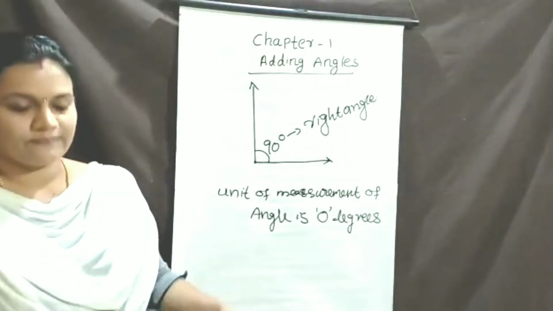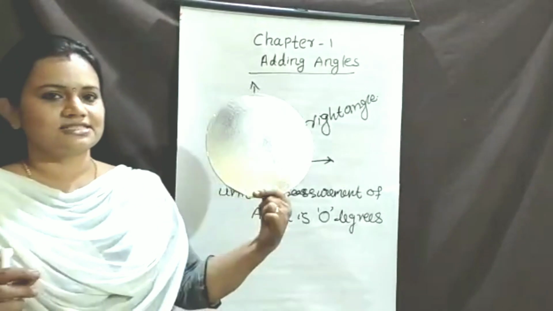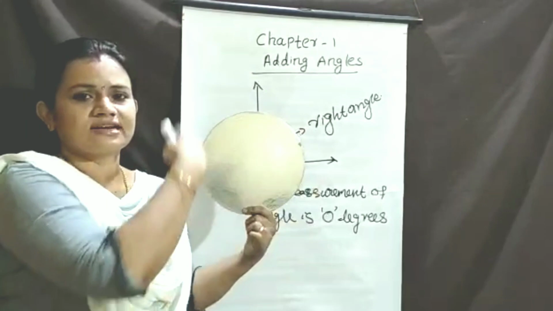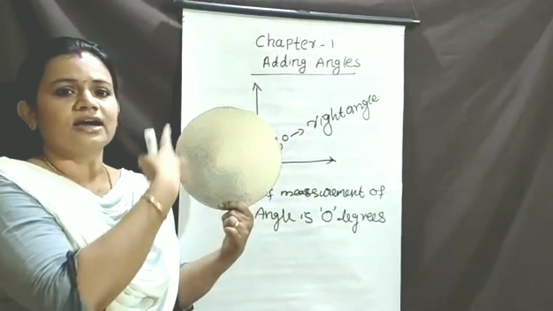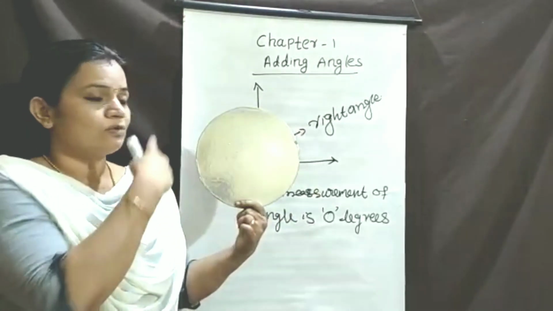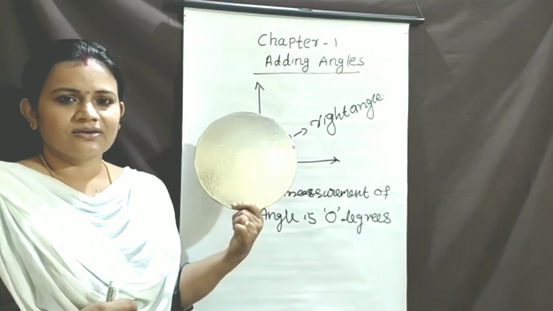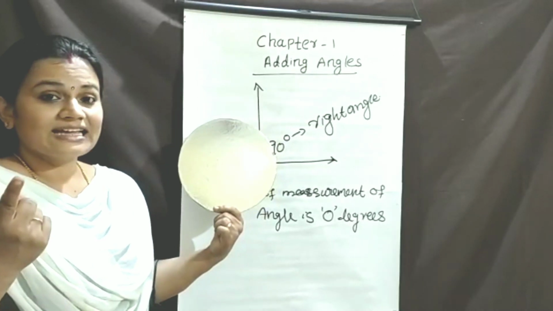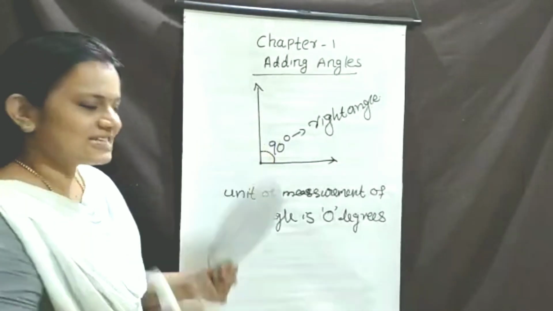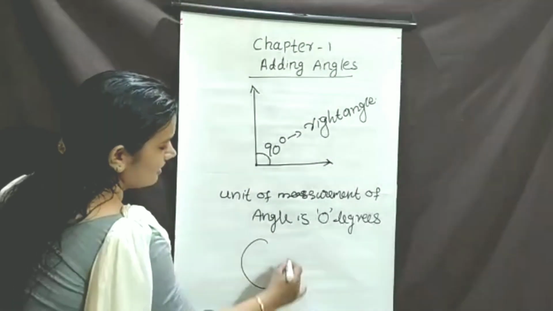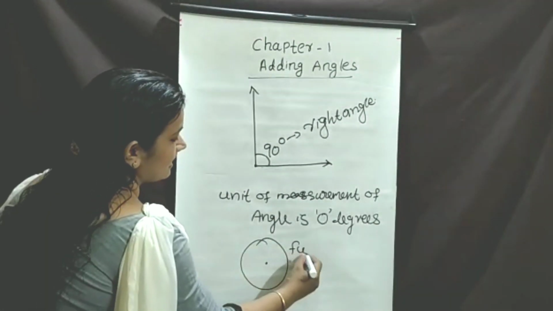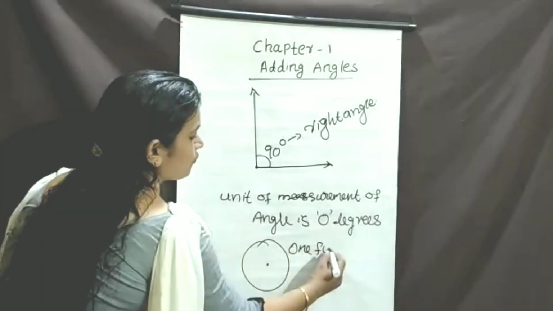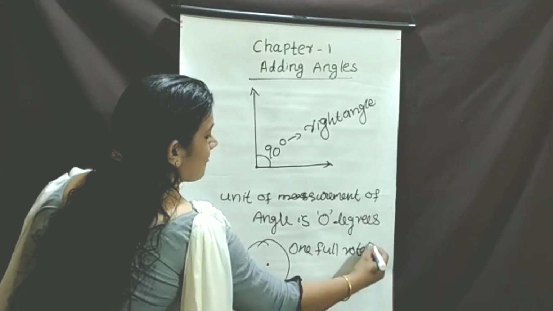Okay, then what is this? Do you know what this is? This is a circle. What is the measurement of this full circle? We already discussed it. Do you remember? Very good. It is 360 degrees. What is the circle? This is the full rotation. One full rotation. What is one full rotation?